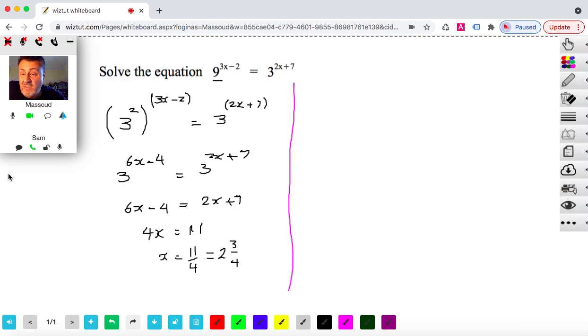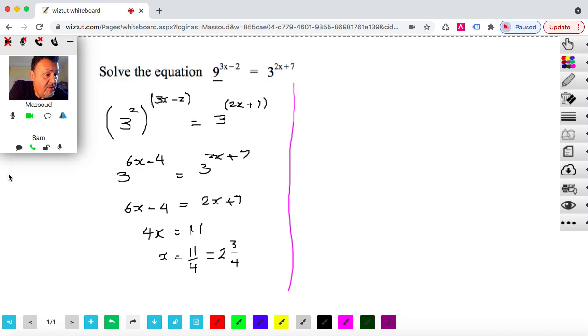It's not always easy in a way that we did it here. On one side we had 9, which is 3 squared, and the other side was 3. So the base is not always the same. In this case it was the same, but the bases will not always be the same. And if they weren't the same, then we can simply use logs.